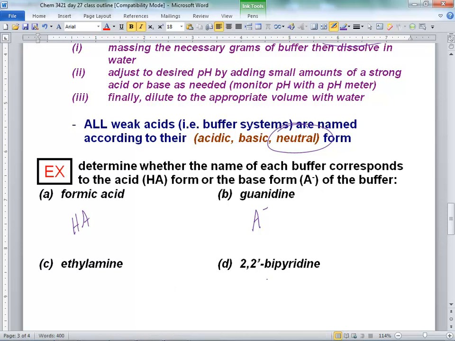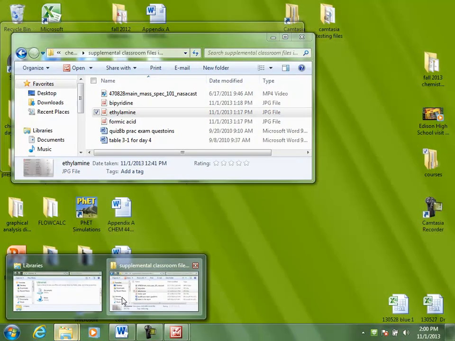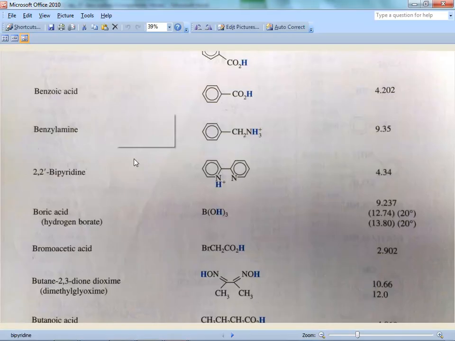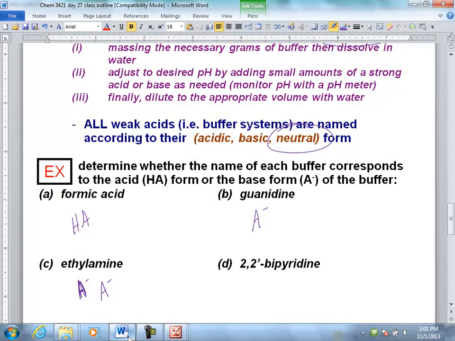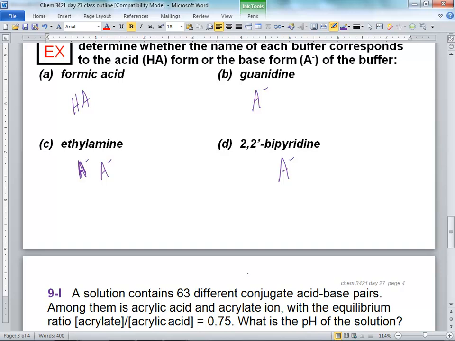I think there's one more. Bipyridine. Oh, we said base. It's supposed to be A minus. The base, bipyridine. I think I gotta look in here. Corresponds to the... everybody agree again? Conjugate base? Brad, you agree? Good. Okay, so it's just something that we need to remember mainly for next class period.